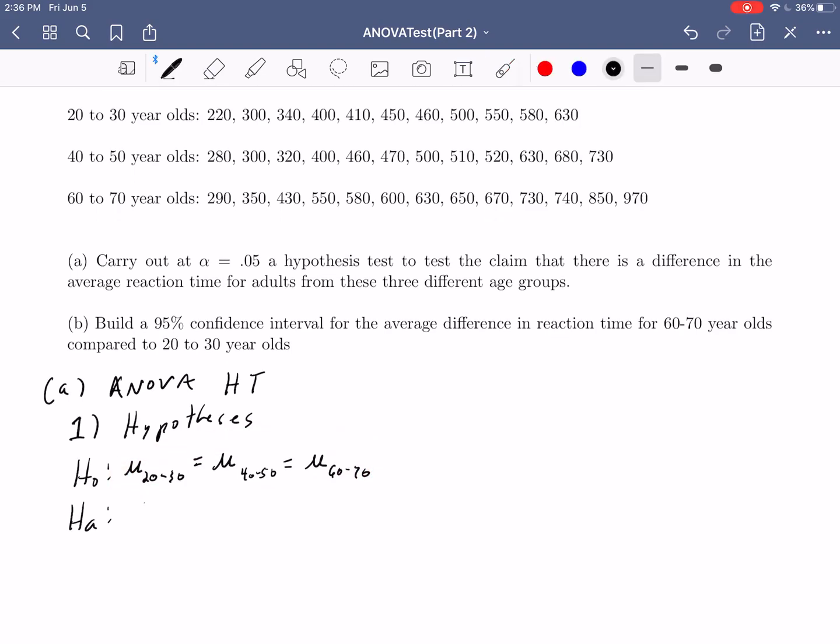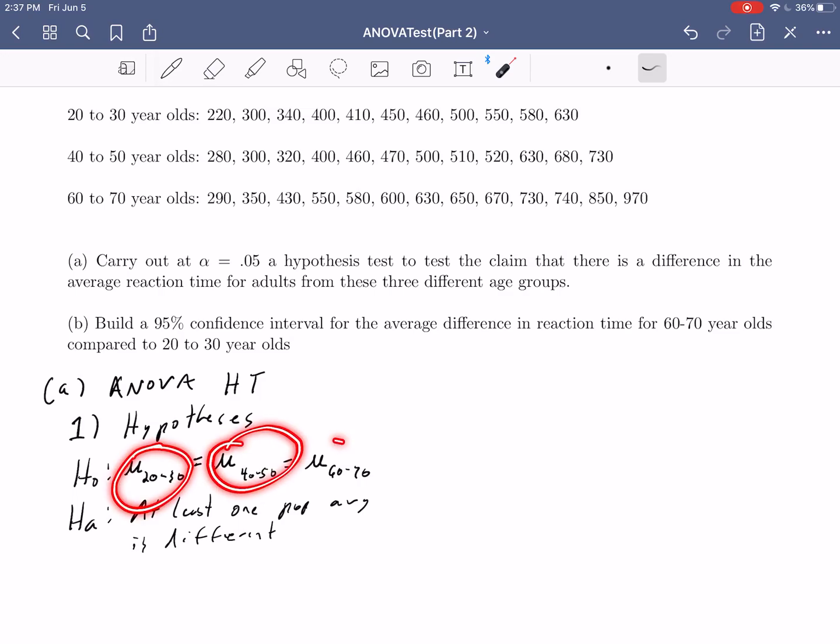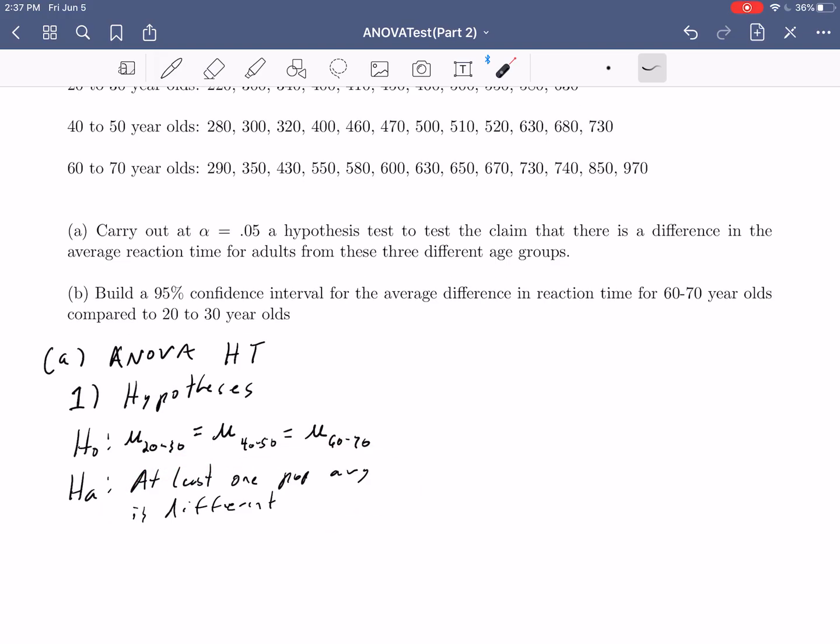Our alternate is, again, that at least one population average is different. Now, again, that could mean that all three of them are different, that this is not equal to this, is not equal to this, or it could mean that maybe these two are pretty similar, but this one is very different from those two. Again, this is a global hypothesis test, so it's just making a general statement that there's at least some difference here.